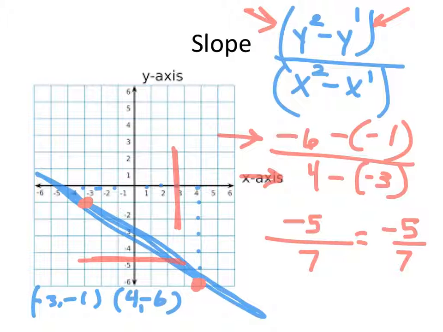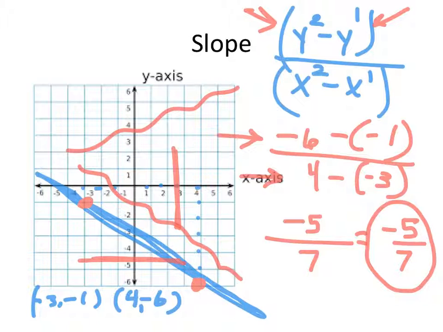-5/7. What does that slope tell me? Because it's negative, it tells me that my line is going down instead of climbing up. It also tells me that my slope is not terribly steep. So when I work with slope and I see a lot of slope numbers, I can look at this number and I can almost picture what the line looks like without even having to draw it on a graph.